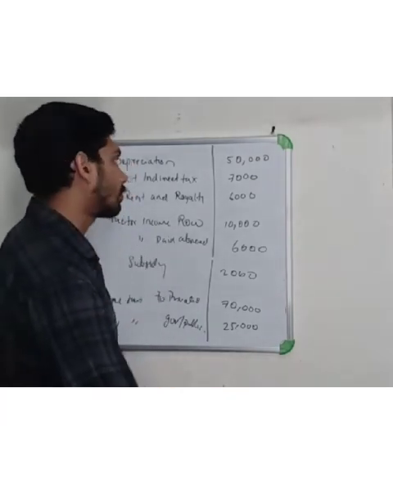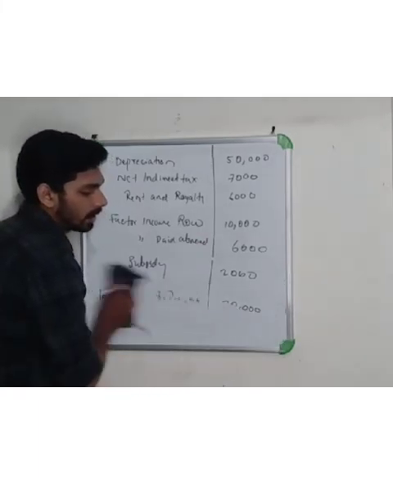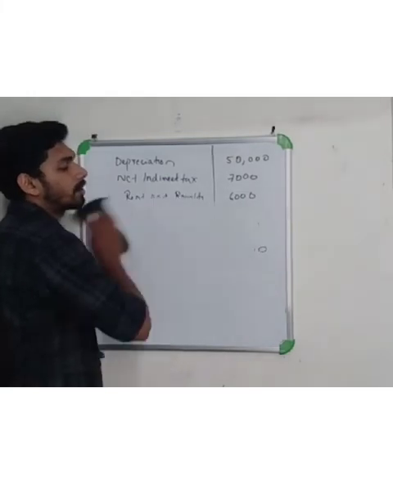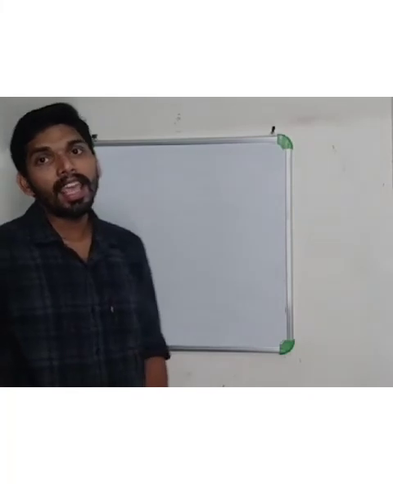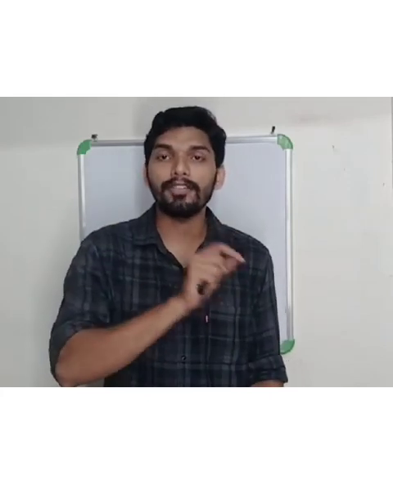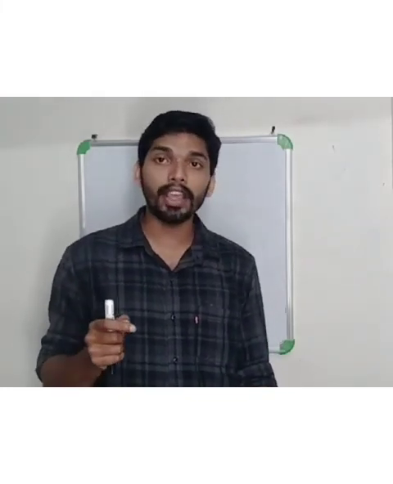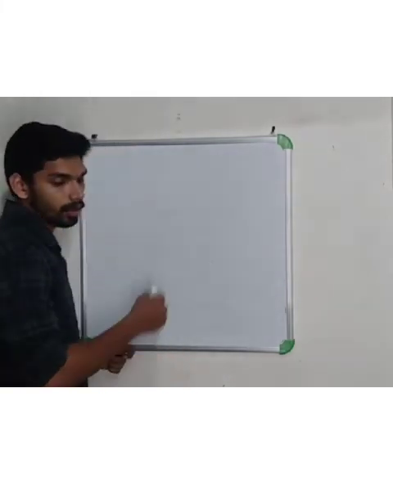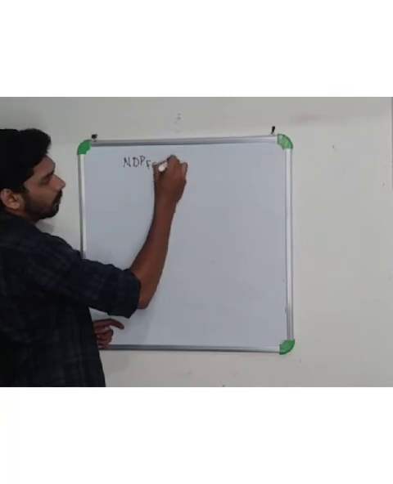So from this data we have to calculate national income. So what is the formula of national income in the income method? NNP at factor cost equals NDP at factor cost plus net factor income from abroad. First of all, we have to find out NDP at factor cost.